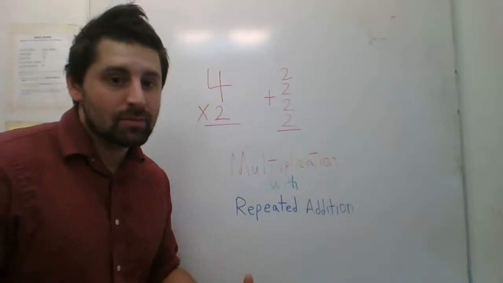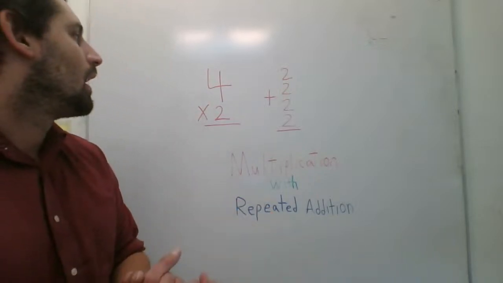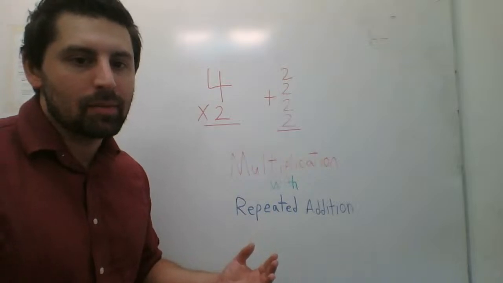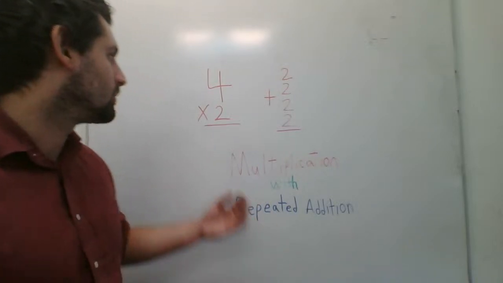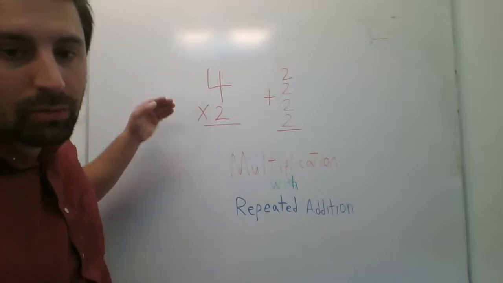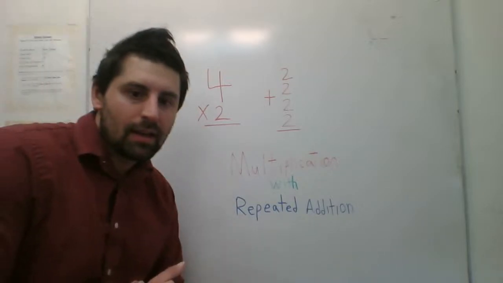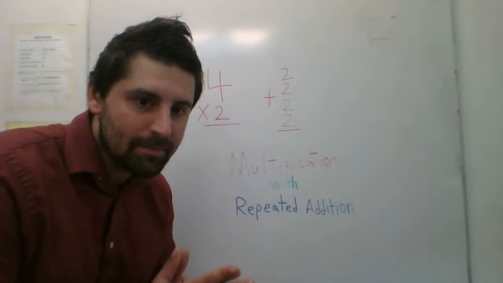So this live stream is going to be another live stream on multiplication. Again, when you see a multiplication problem, I want you to think groups and how many in each group. So when you see 4 times 2, think 4 groups with 2 in each group. So same type of problems, but I'm going to show you a different strategy.